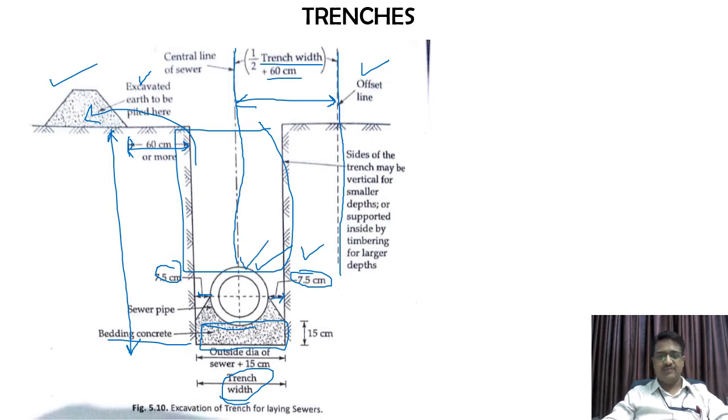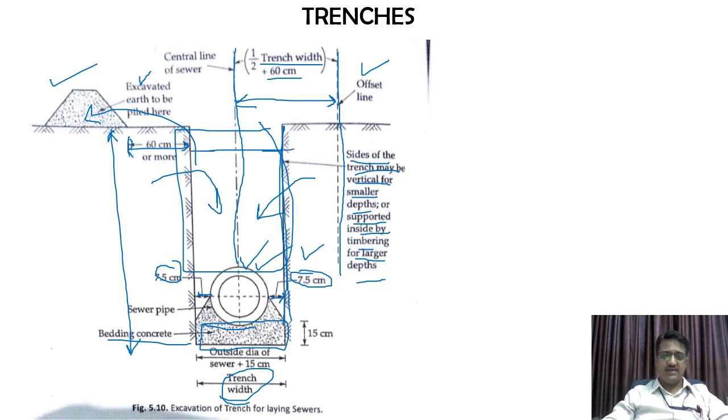that will be there. And this is indicating that sides of the trench may be vertical for smaller depths and are supported inside by timber for larger depth. Okay, so even in the coming slides we are going to check this out. If the depth is small, then directly vertical faces can be adopted, but if the depth is more and vertical faces are adopted, there is a chance of this soil collapsing onto this particular trench. So that's why we can provide two things.